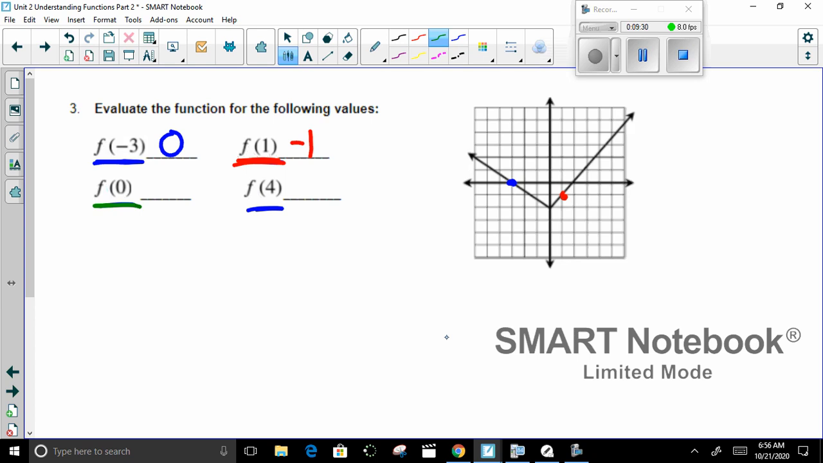F of 0. Right at that origin, but it looks like I need to go down 1, 2, so y is -2. And then f of 4. So when x is 4, 1, 2, 3, 4, it looks like I need to go up 1, 2. It looks like it's not exactly on a whole number, so I'm going to say like 2.5. Usually they'll be exactly on a full number and not be a decimal like that.